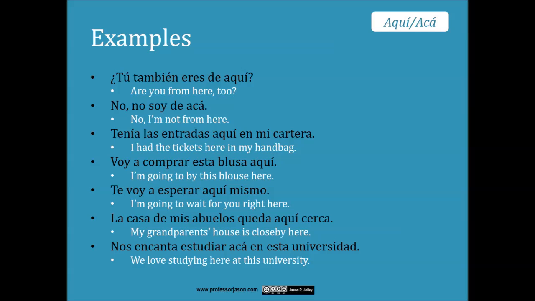Voy a comprar esta blusa aquí. That would be something like, I'm going to buy this blouse, but the idea of here is in the mix, right? I'm going to buy this here blouse, or I'm going to buy this blouse here. Voy a comprar esta blusa aquí. And again, you see that combination with the adjective esta blusa. Te voy a esperar aquí mismo. I'm going to wait for you right here.